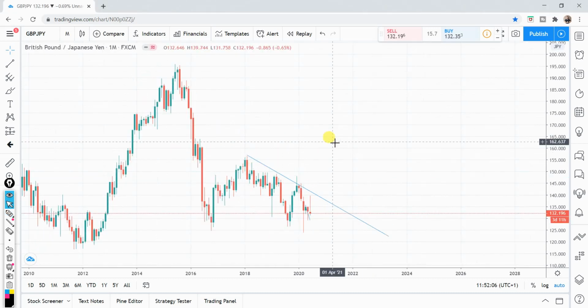Okay, we continue with the British pound against the Japanese yen. We have this nice trend line in play on the monthly time frame, and if you look at this month's candle, we have this crazy wick, this tail in here, which I normally don't like to see, because it makes it a bit difficult to read, especially if the last couple of candles are sort of indecision as well.